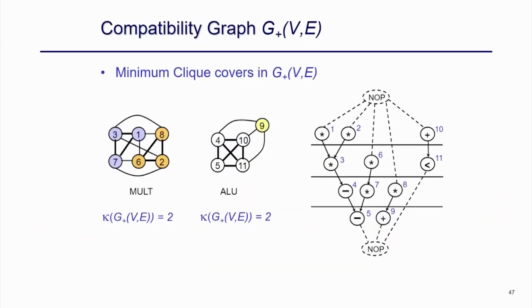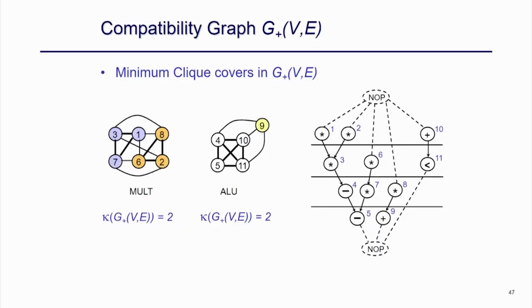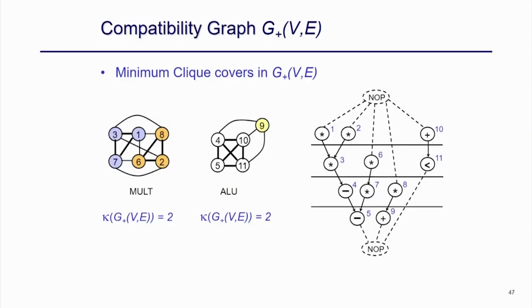So, once you have this compatibility graph, you have to find all the cliques of this compatibility graph, and each clique will be mapped to the same resource, right. So, this is a kind of clique partitioning problem, or minimum clique cover problem. Clique partitioning means you try to cover your graph using some cliques, so that all of your nodes are covered.